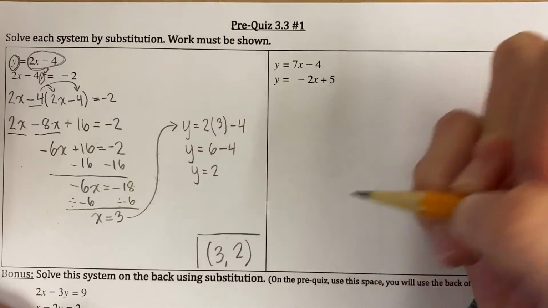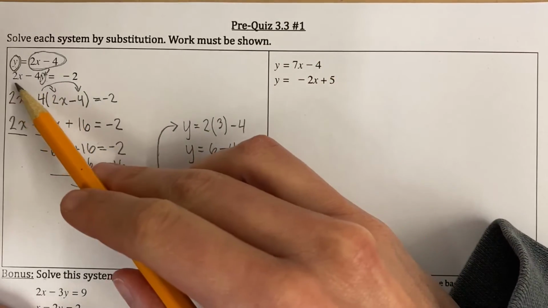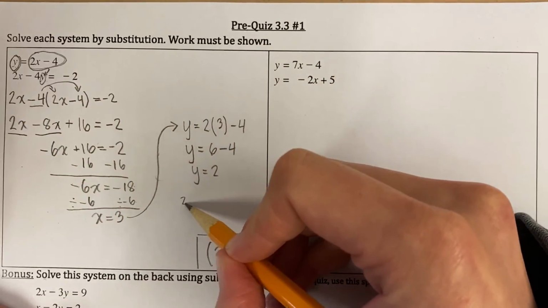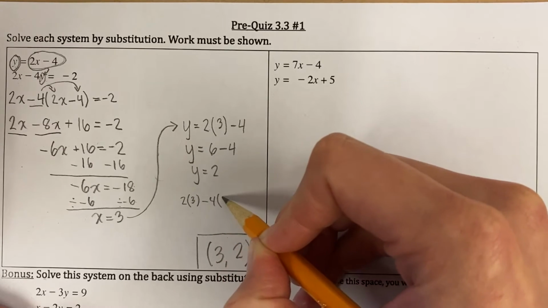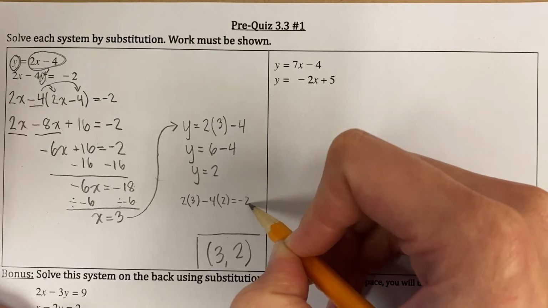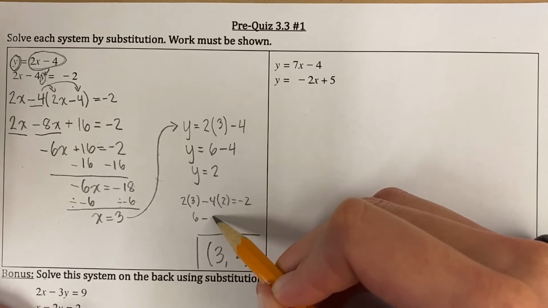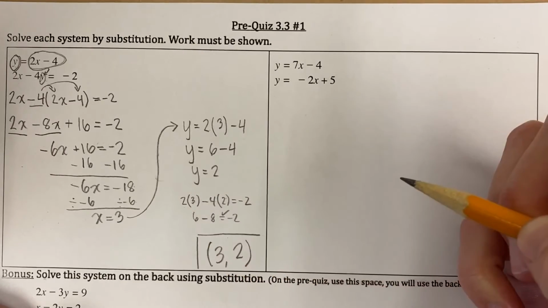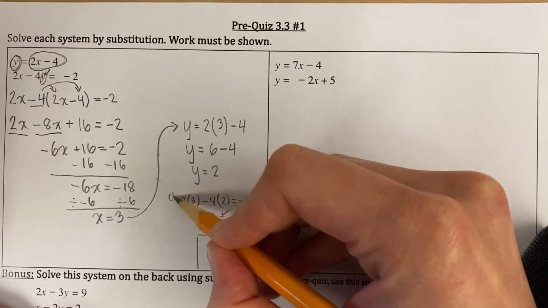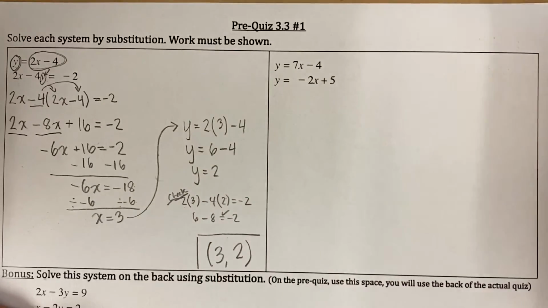And what I would do on the quiz, because it's a quiz, I would double check my answer, and the way that I would do that is I would take this other equation and I would plug in my answers. And you can even just kind of do it a little bit short, do part of it in your head. But 2 times 3 is 6, minus 4 times 2 is negative 8. And is this true? Yeah, that is true. 6 minus 8 does equal negative 2. So this is just me checking my answer, which is highly recommended when you take a quiz, right? This is just your check.